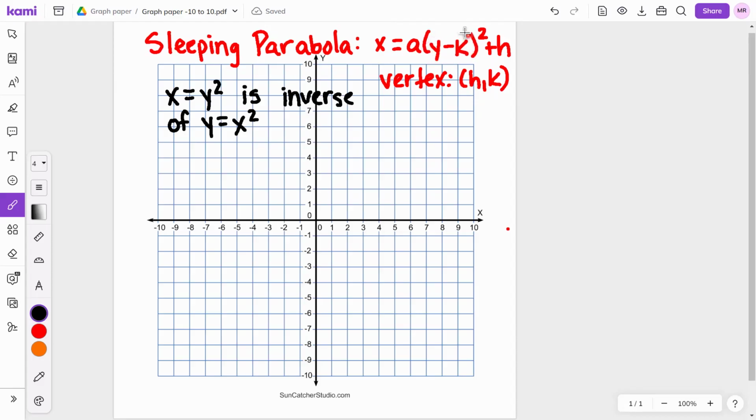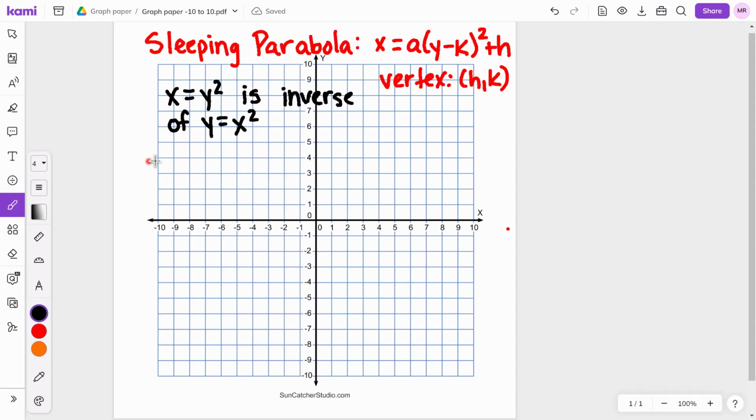Now in the parenthesis here, you see that we have a y. So whatever is in this parenthesis is actually going to be affecting our y direction. And that's why we have a k here, because k is always associated with our y. And then this h out here is going to be the x coordinate. Now, the parent equation is x is equal to y squared. And this is an inverse of y equal x squared. That's where you switch your x and your y.